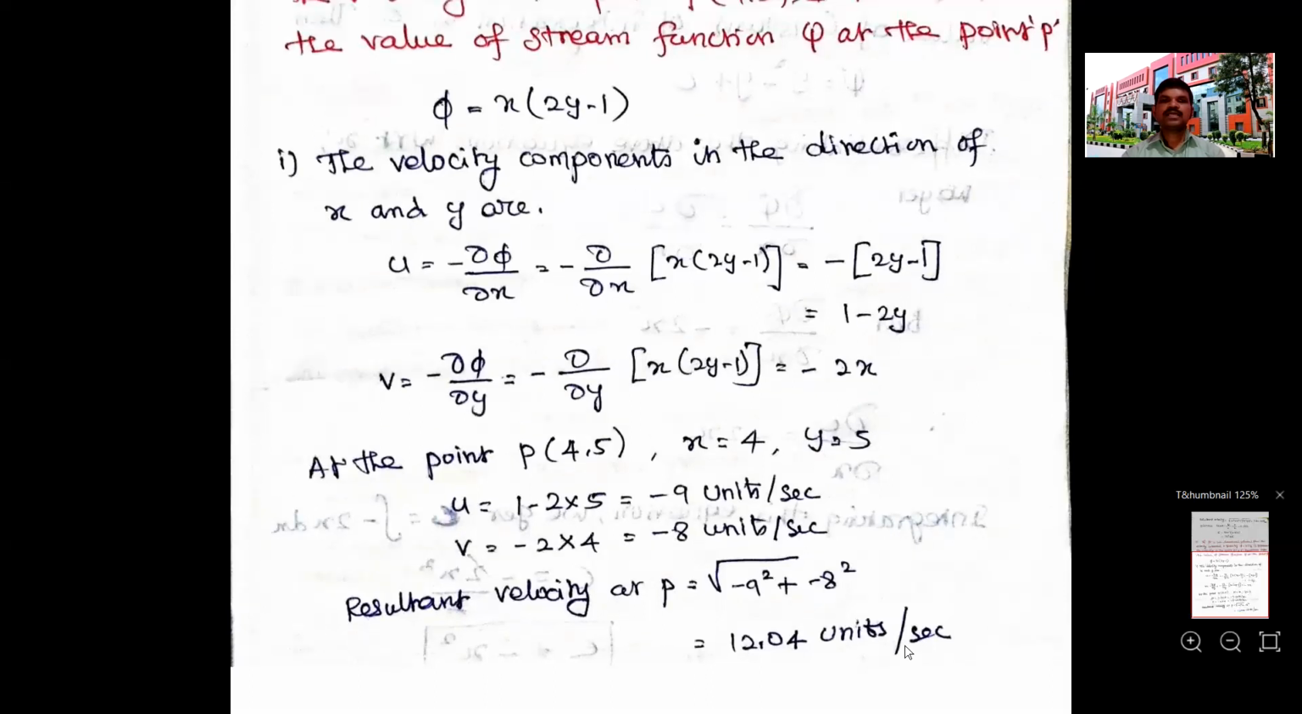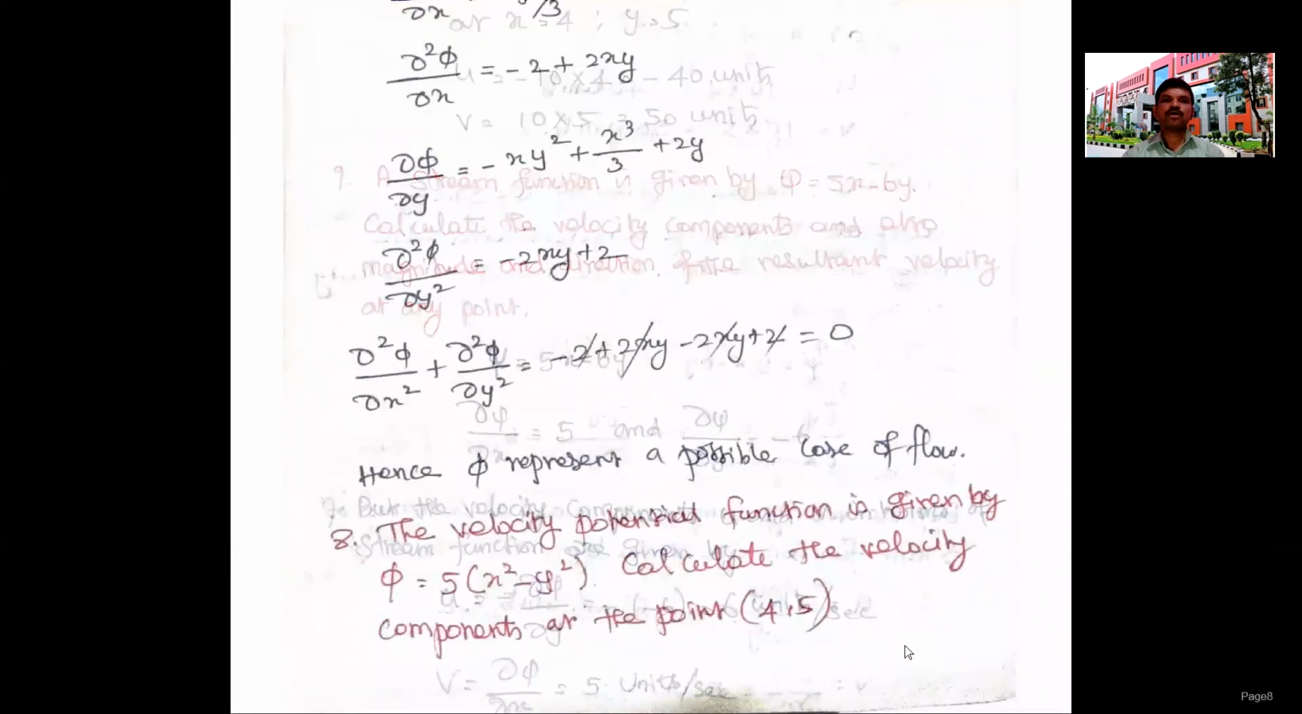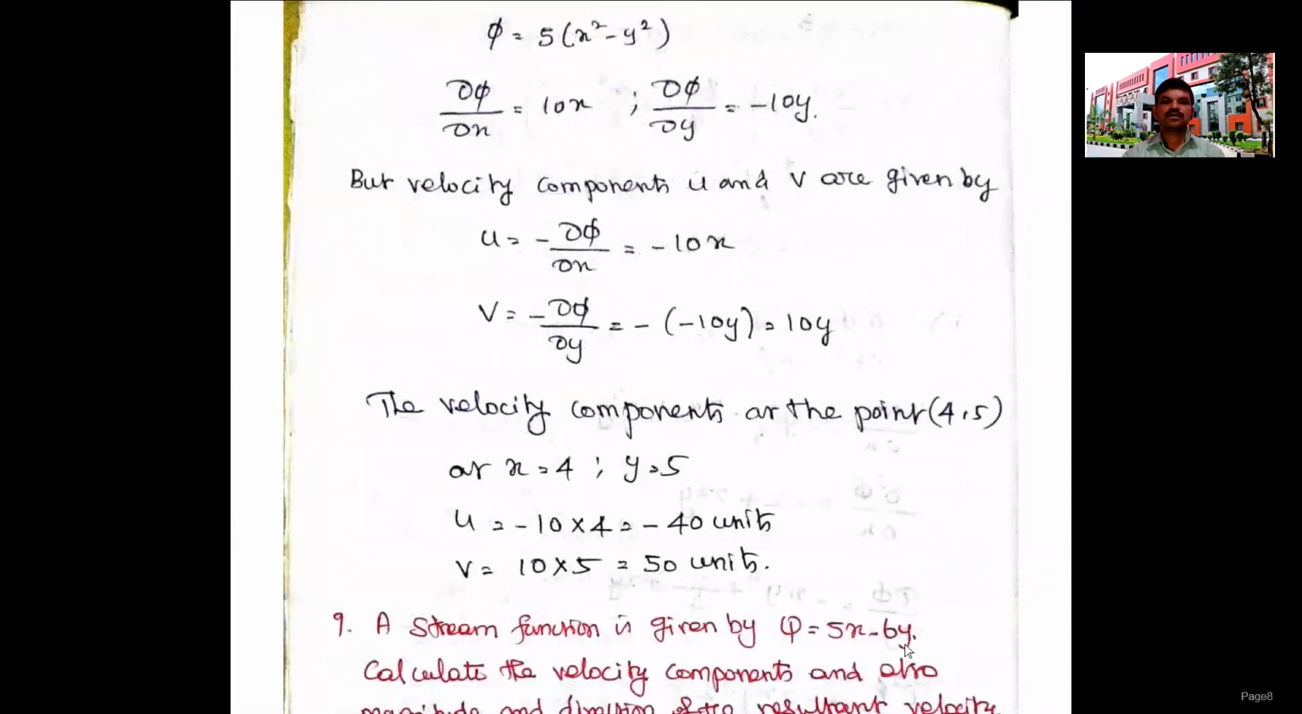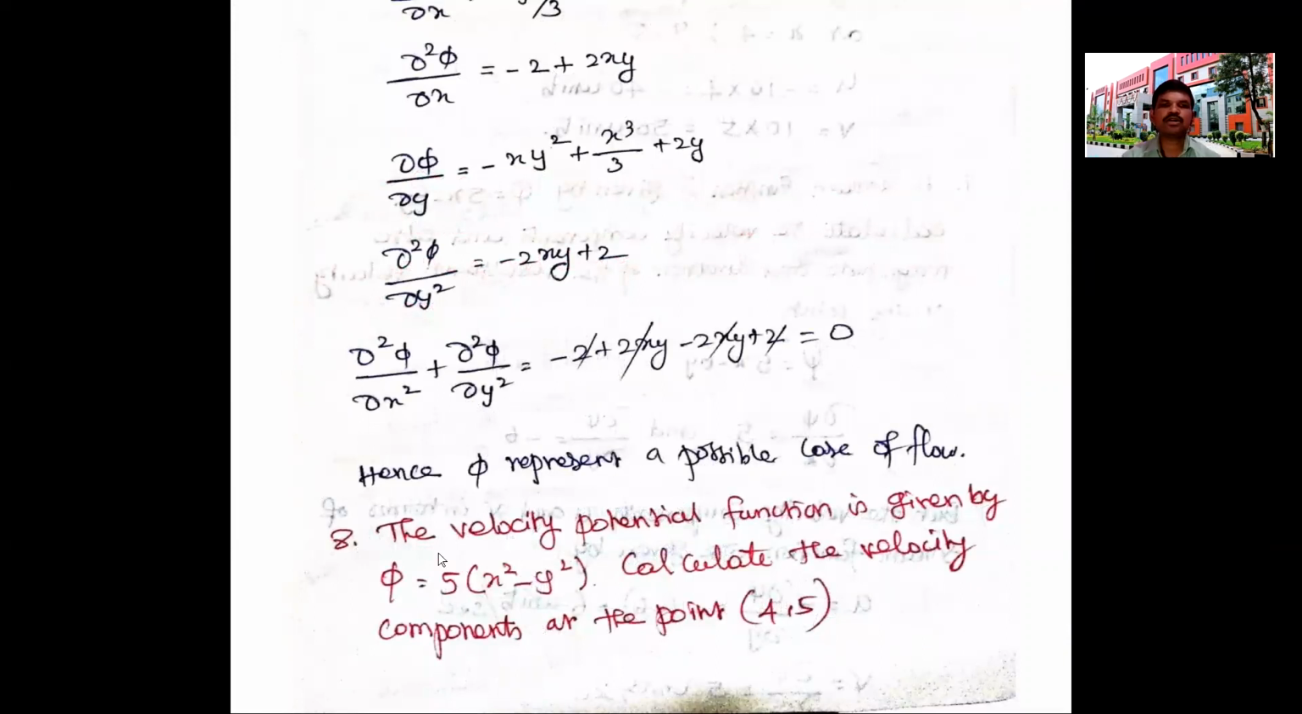Now, next we will see one more problem. The velocity potential function is given by phi is equal to 5x square minus y square. Calculate the velocity components at the point 4 comma 5. As per the previous problem, they are not asking at the 0 comma 0 point, not at the starting point. Please remember, we have to calculate the velocity component at 4 comma 5, at that coordinate only. So let us do it.